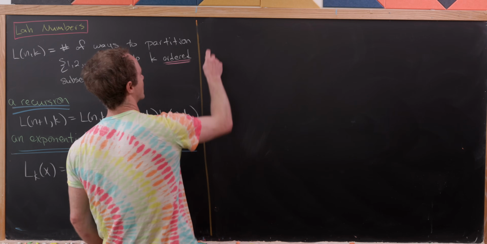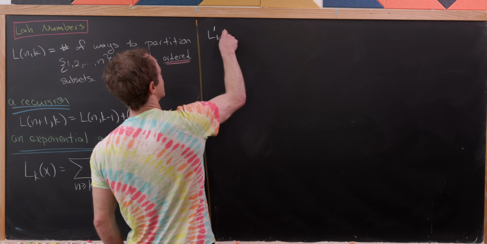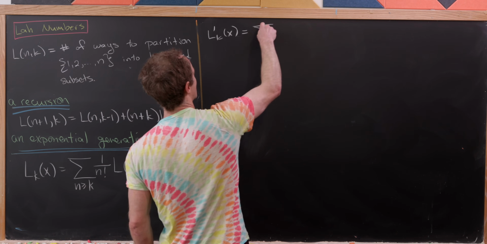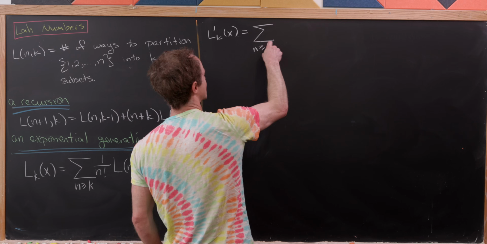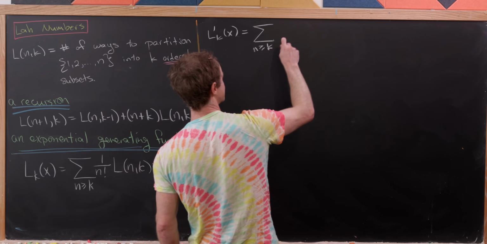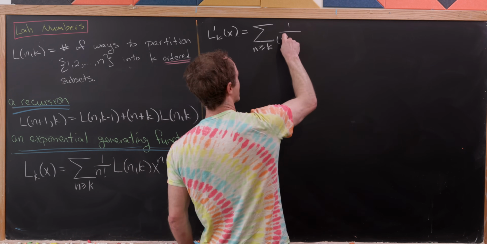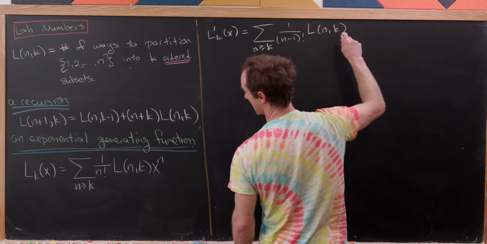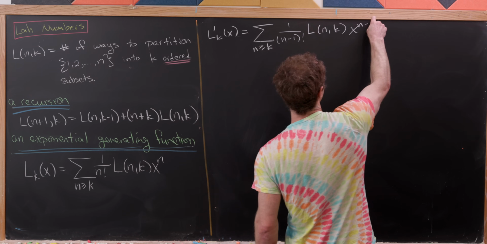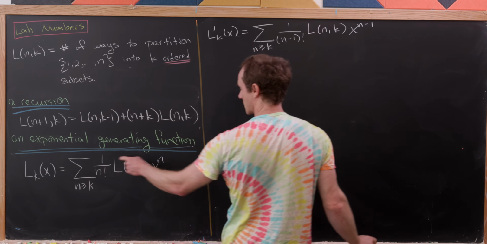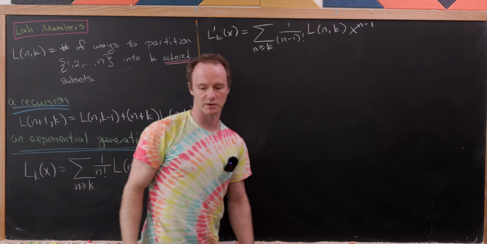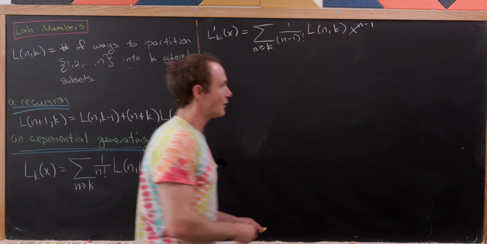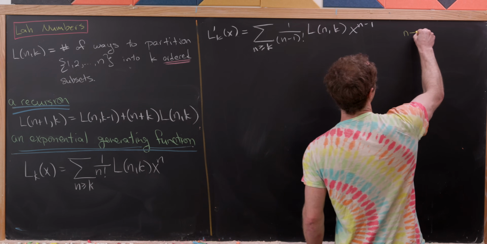So that's exactly what we're going to do. So let's find this derivative. I'll write it as L prime sub k of x, but just term by term differentiation gives us the sum as n is bigger than or equal to k of 1 over n minus 1 factorial L n comma k, and then we've got x to the n minus 1. Notice the n comes down here and cancels, turning that n factorial into an n minus 1 factorial. Okay, so now what we'll do is do a re-indexing.